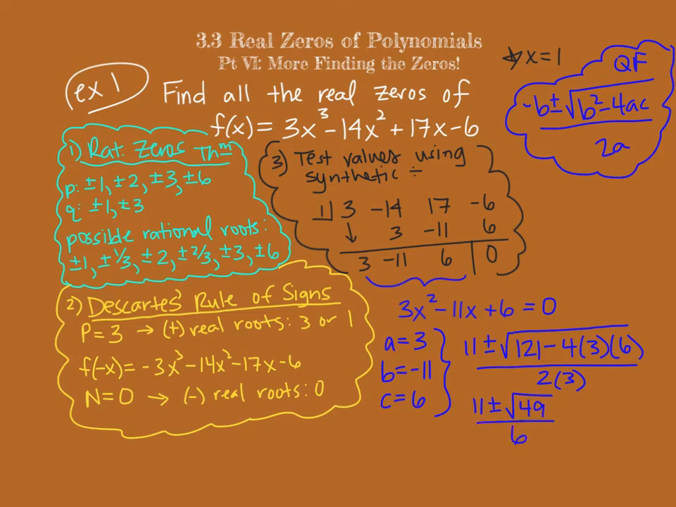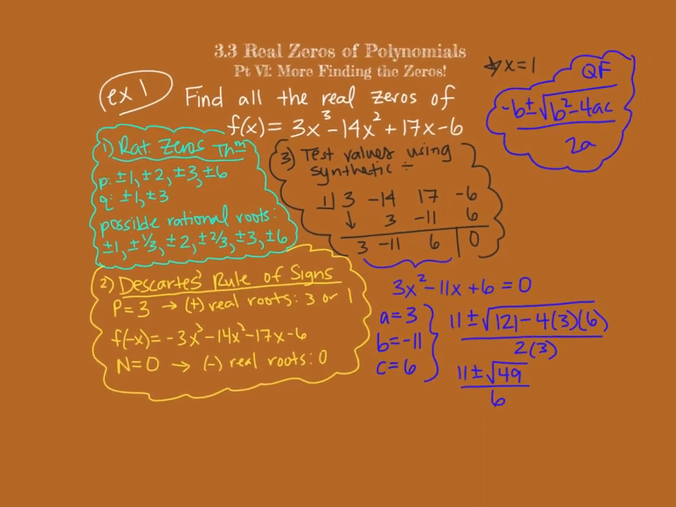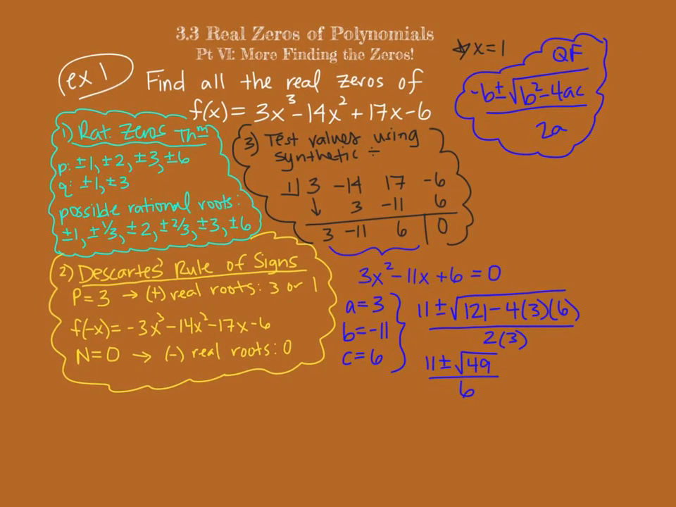Now 49 is a positive number. That means that we will have real roots to this. The discriminant's positive. 49 is also a perfect square, meaning we're going to have rational roots. So this is 11 plus or minus 7 all over 6. 11 plus 7 is 18. So one of our other answers is 3. 11 minus 7 is 4. And 4 over 6 is 2/3.